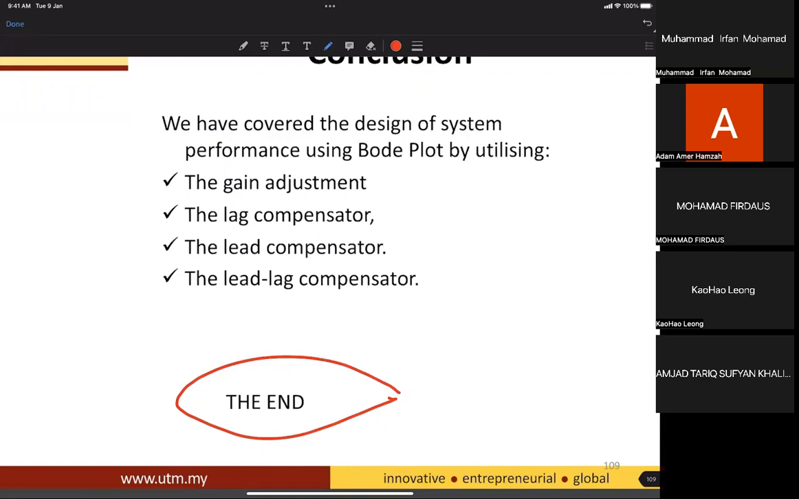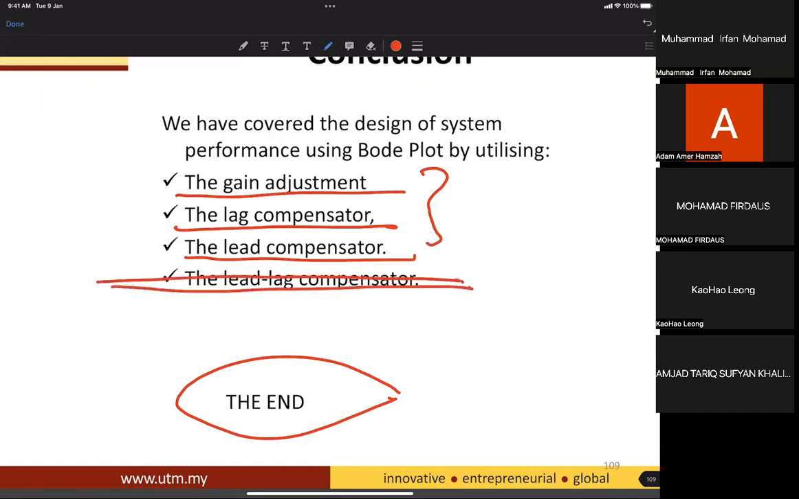So we have already completed gain adjustment, lag compensator and lead compensator. For the purpose of the final exam, lag compensator is not included.